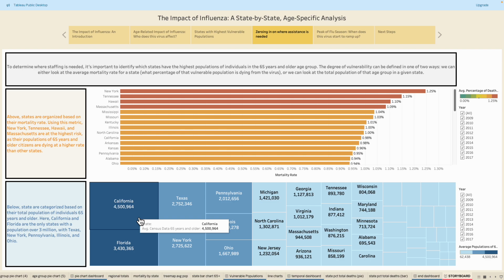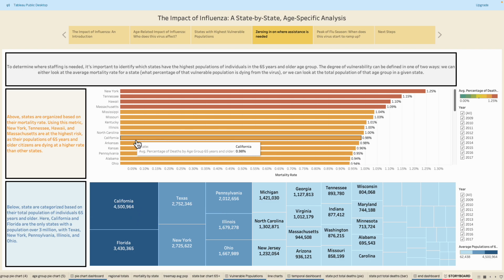California is going to have 4.5 million individuals. So even though their mortality rate is a little bit lower, that's a much higher number of individuals in California who are dying from the flu, despite having a lower mortality rate, just based on how many people there are in the state.